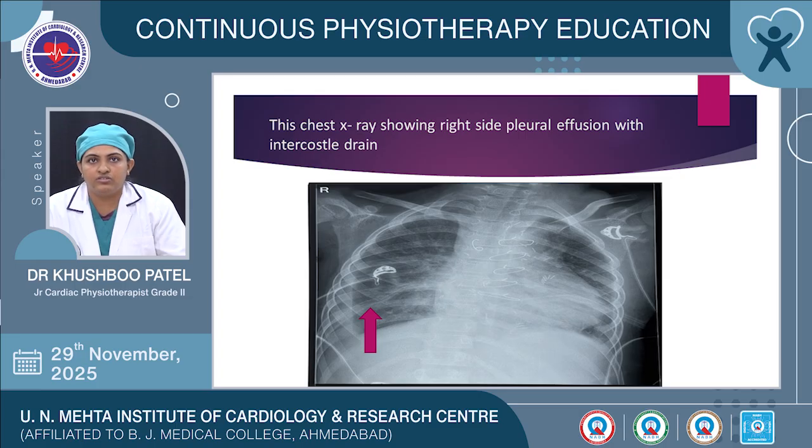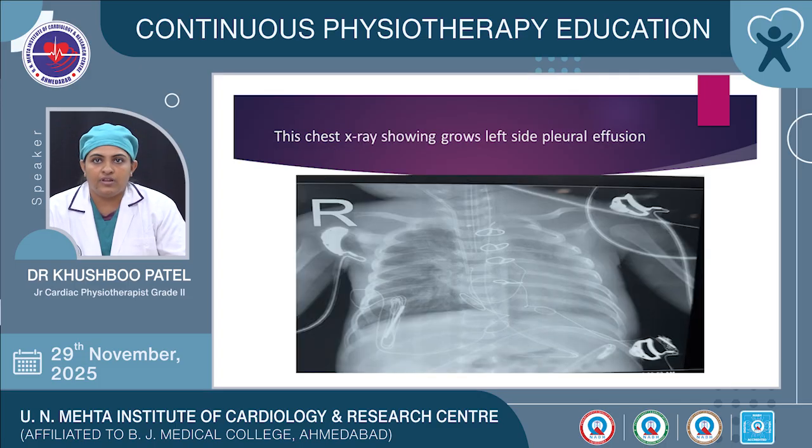This is the chest X-ray showing right side pleural effusion with intercostal drain. This arrow is showing the drain, intercostal drain present. This chest X-ray shows gross left side pleural effusion.